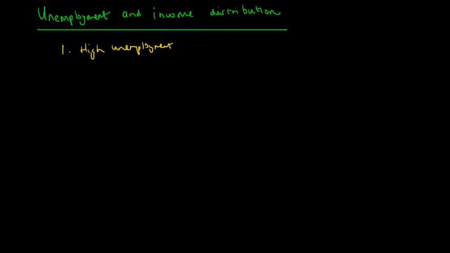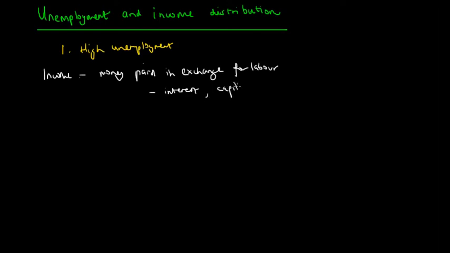But first of all, we're just going to see the definition of income. So income is the money paid in exchange for labor. And this is usually called earned income. The income can be also from interest on property or other things such as capital gains on property.